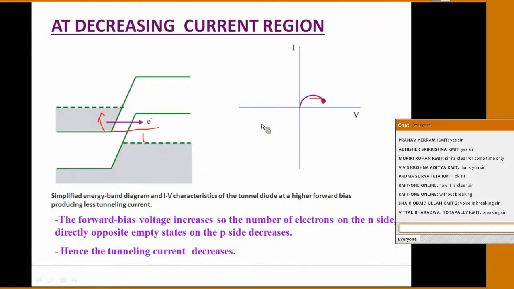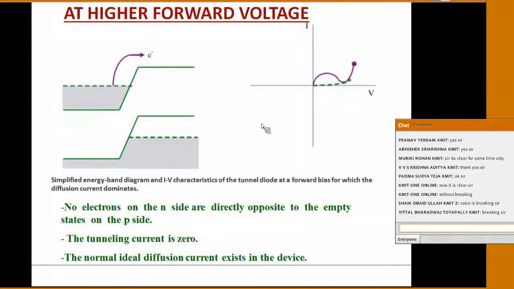Now, if you keep increasing to a higher forward voltage, greater than 0.7 volts, the conduction band moves much higher and the valence band comes completely down. Now these electrons can diffuse into the P region. That's why from this point onwards, the characteristic curve looks like a PN junction diode. Whenever it is greater than 0.7 volts, it looks like the forward bias characteristics of a PN junction diode.